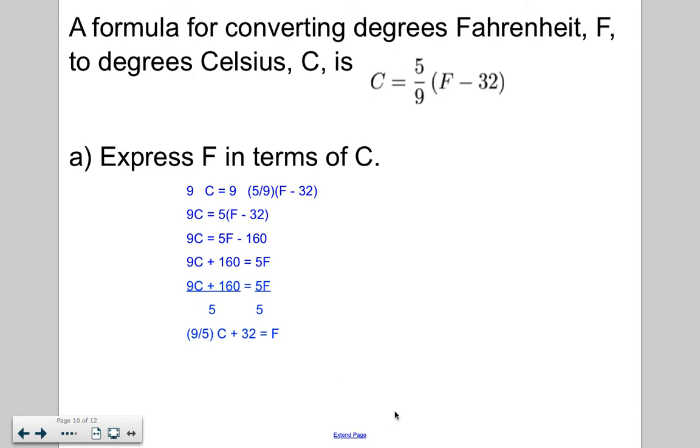All right, when you do that, I multiplied both sides by 9. That's what this first step is saying, because I really wasn't a big fan of 5/9. So I multiplied both sides by 9, and that got me to this step. Then I distributed the 5 on the right side. Over here, I added 160 to both sides. Then I divided both sides by 5. Now remember, when you divide an expression like this by 5, you must divide each term by 5. So I have 9/5 C plus 32. So now I have an equation for F as well.